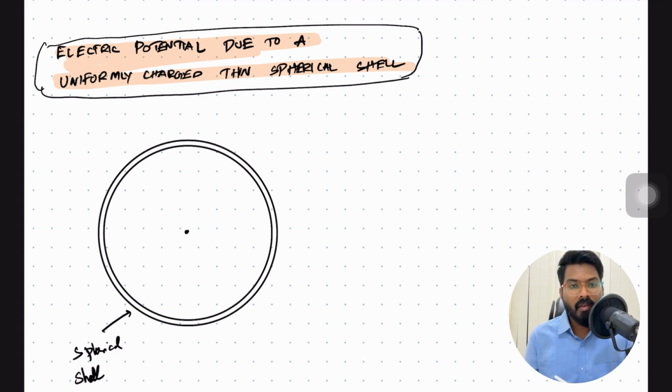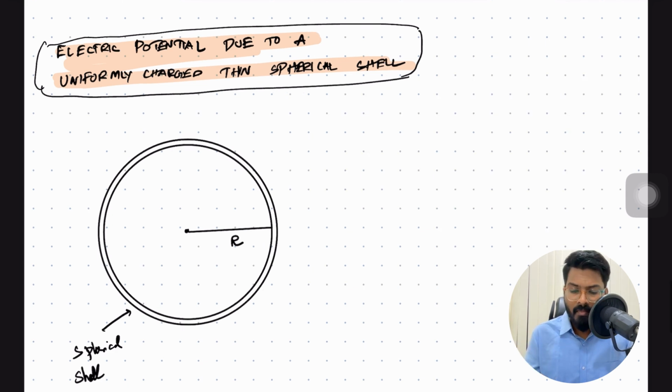Now, the center of the spherical shell is here. Now, there is a radius. We are looking at only the internal radius, that is r. The external radius also would not matter because the spherical shell's thickness is very small, so r would be the considered external radius also. That confusion should not arise. I'm taking a point P, and as of now this point P lies outside the shell.